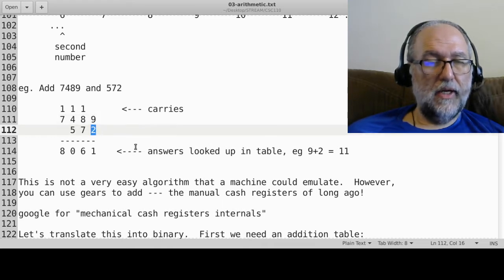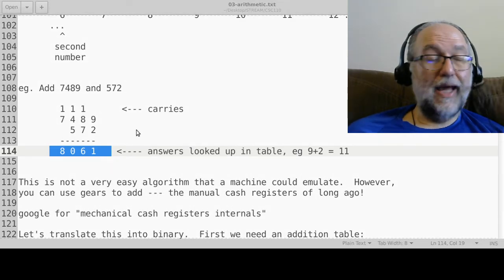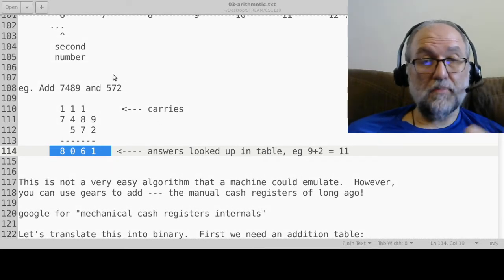You go 9 plus 2 is 11. So that's 1, carry 1. Then you go 1 plus 8 plus 7 is 16, and that's 6, carry 1. Then you go 1 plus 4 plus 5 is 10, that's 0, carry 1. And then you would go 1 plus 7, and there's nothing there, is 8. And there's your answer.